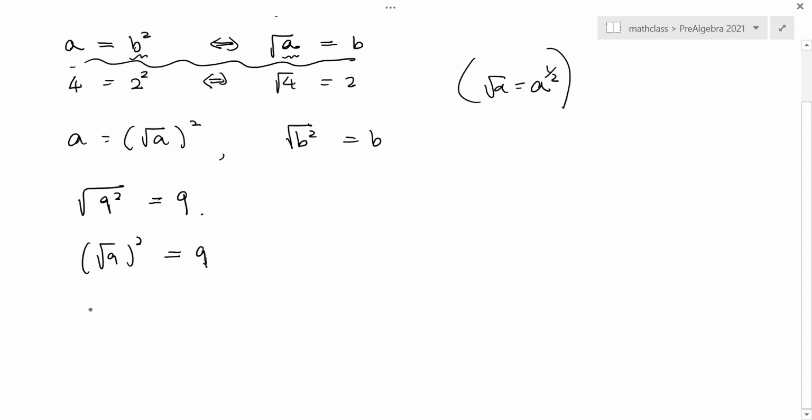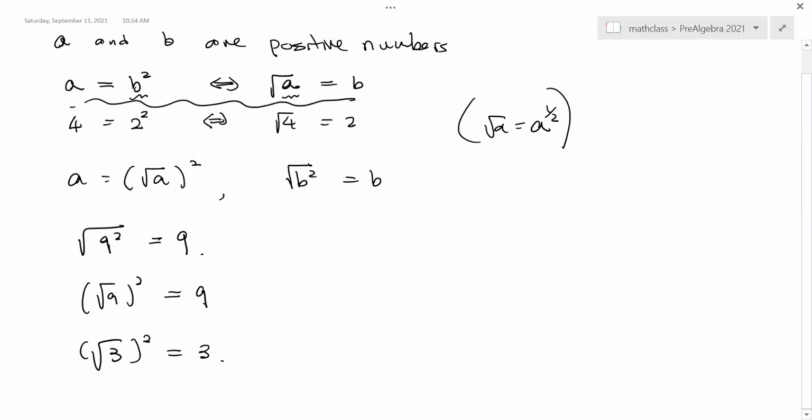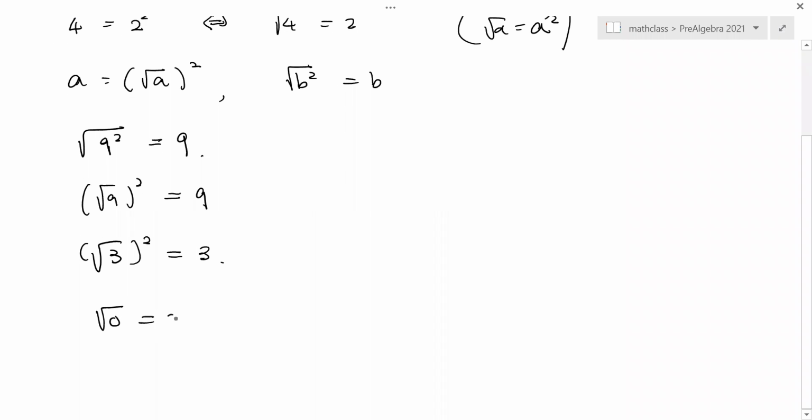Square root of 3, we don't know its exact value, but I know it's the number whose square is going to be 3. That basically says that. Now we also have to be very careful. The above statement is true only for non-negative numbers. It could be 0. Square root of 0 by definition is 0, because 0 squared is 0.